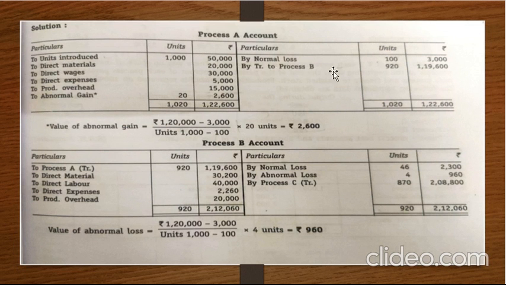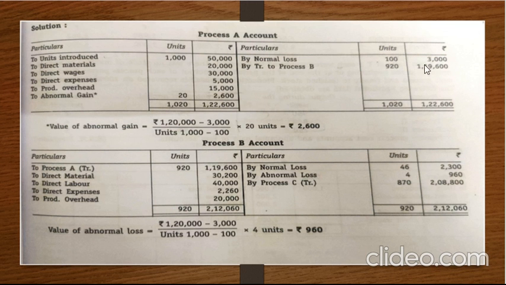So process A is producing and giving 920 units. So we will consider 920 units. So what is the cost per unit? The cost per unit will be calculated as follows. Out of this 920 units which is being transferred to the next process, we need to calculate the amount.